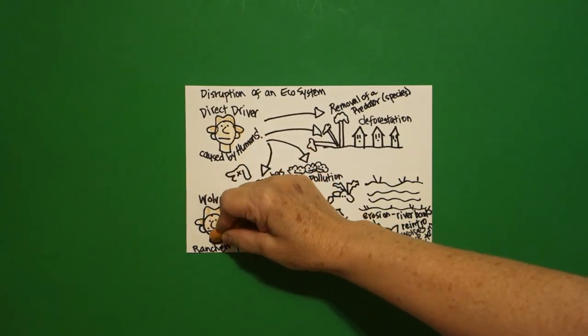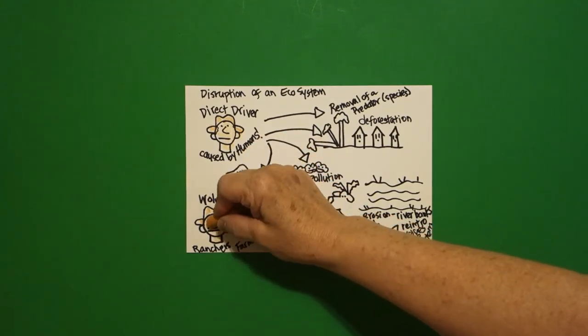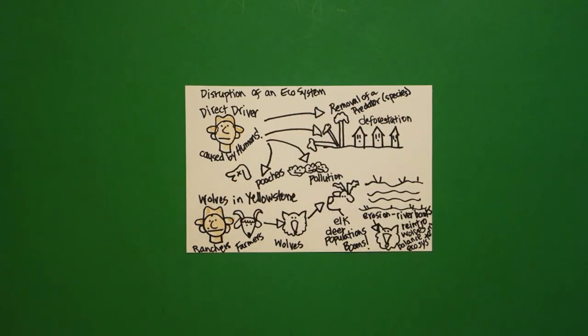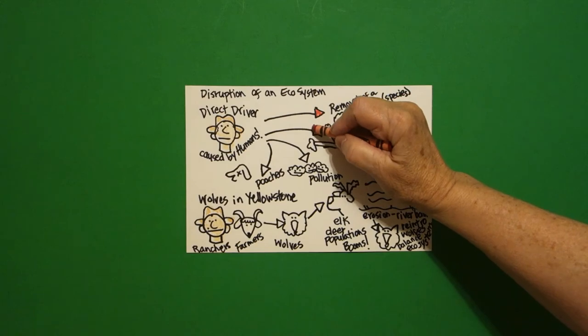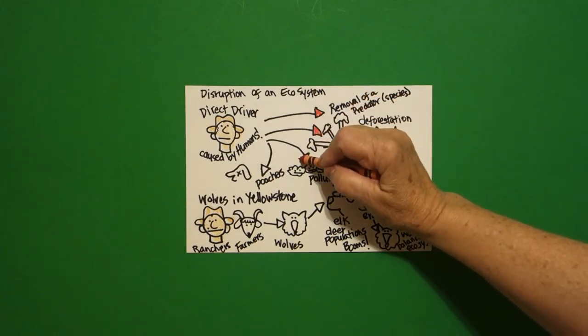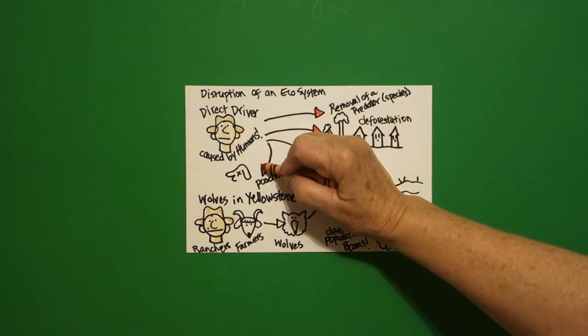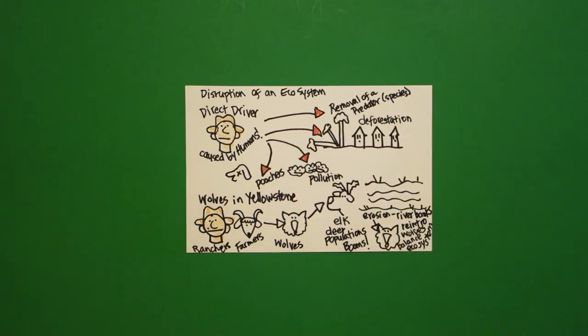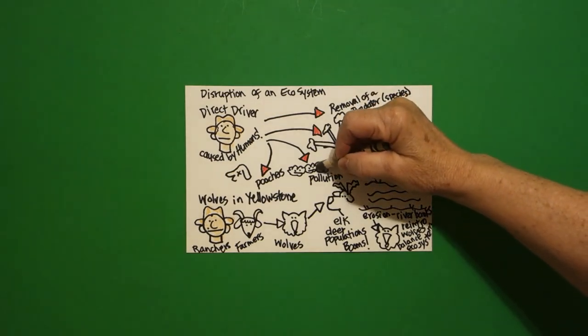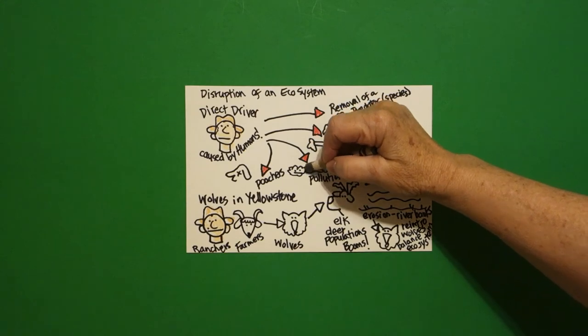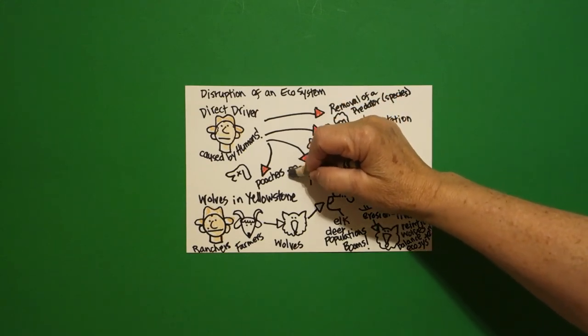Now, the farmers and the ranchers, they're not bad people. It's just they didn't understand the science and the delicacy of the ecosystem that they were dealing with. So I'm going to take my red and do all of my triangles. There's a lot of examples of direct drivers by the humans coming in and goofing up the whole entire ecosystem of an environment.